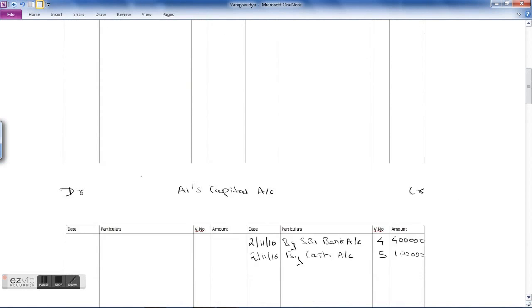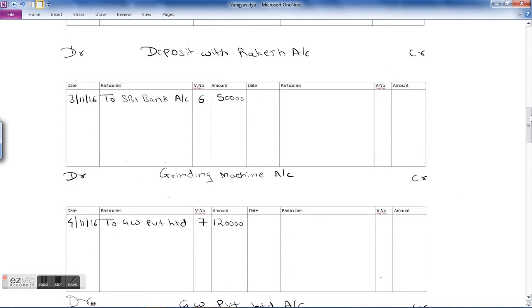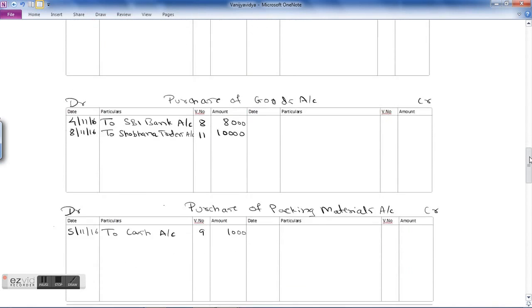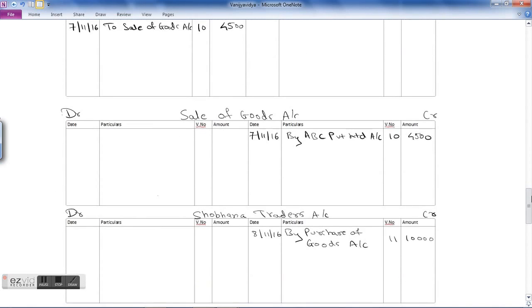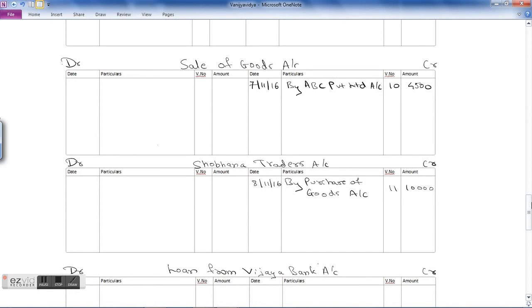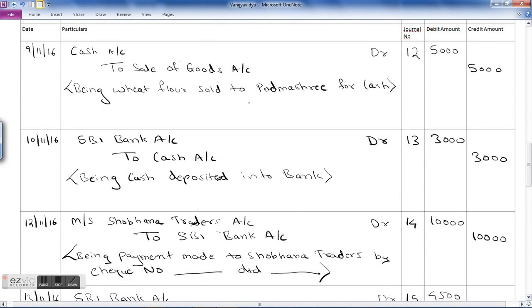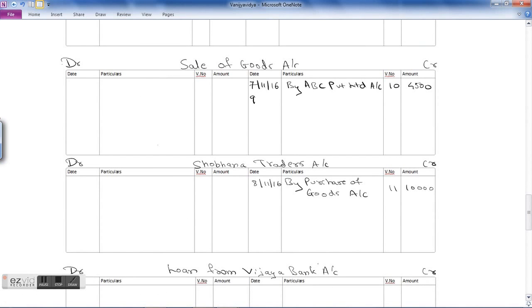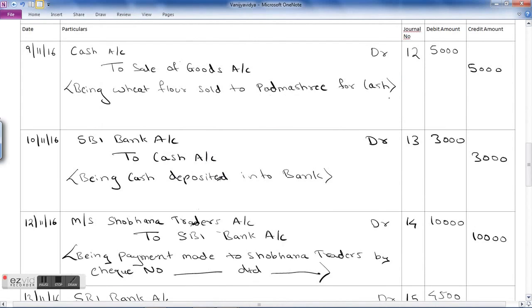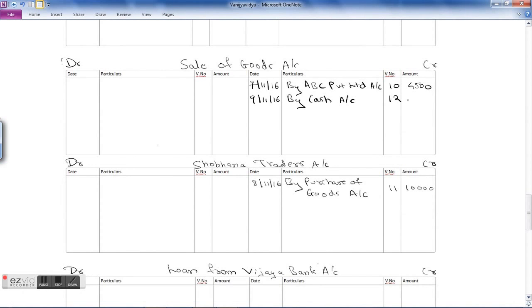Next effect in sale of goods account. Okay, sale of goods account, on the credit side we'll write what is the transaction date, 9/11/2016 by cash account, voucher number is 12, amount is 5,000.